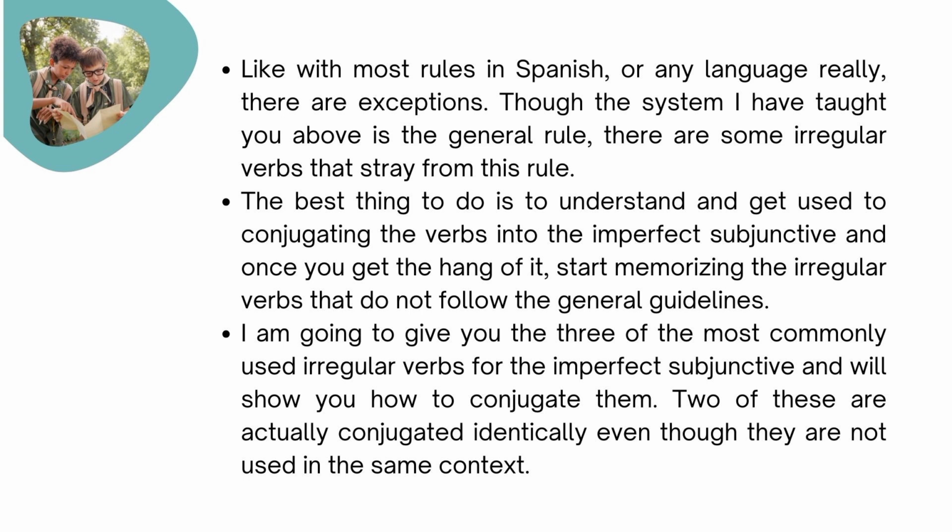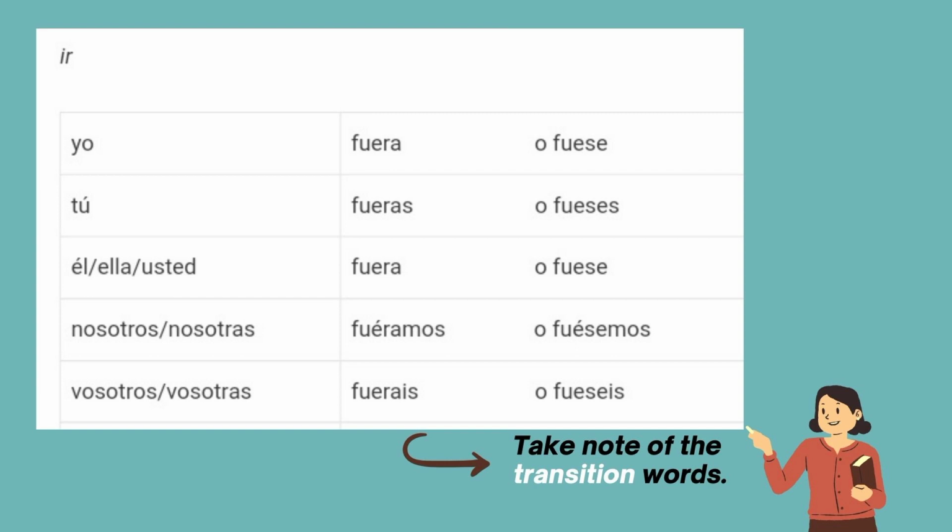Now I am going to give you three of the most commonly used irregular verbs for the imperfect subjunctive and show you how to conjugate them. For the irregular verb ir, yo fuera o fuese, tú fueras o fueses, él, ella, usted fuera o fuese, nosotros, nosotras fuéramos o fuésemos, vosotros, vosotras fuerais o fueseis.